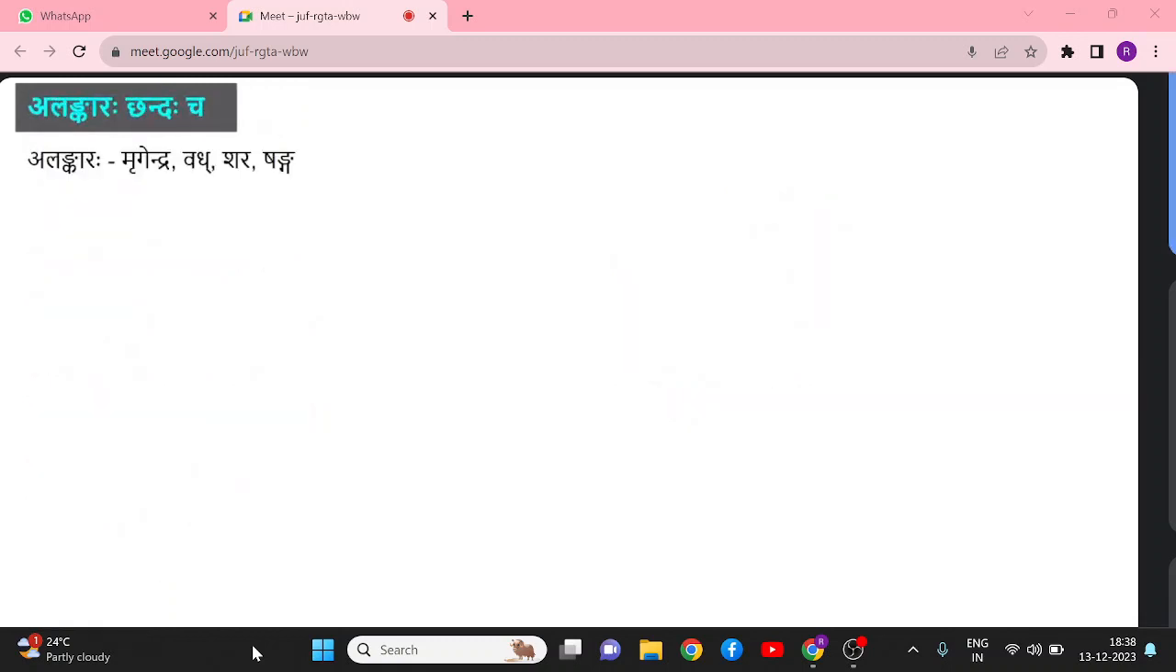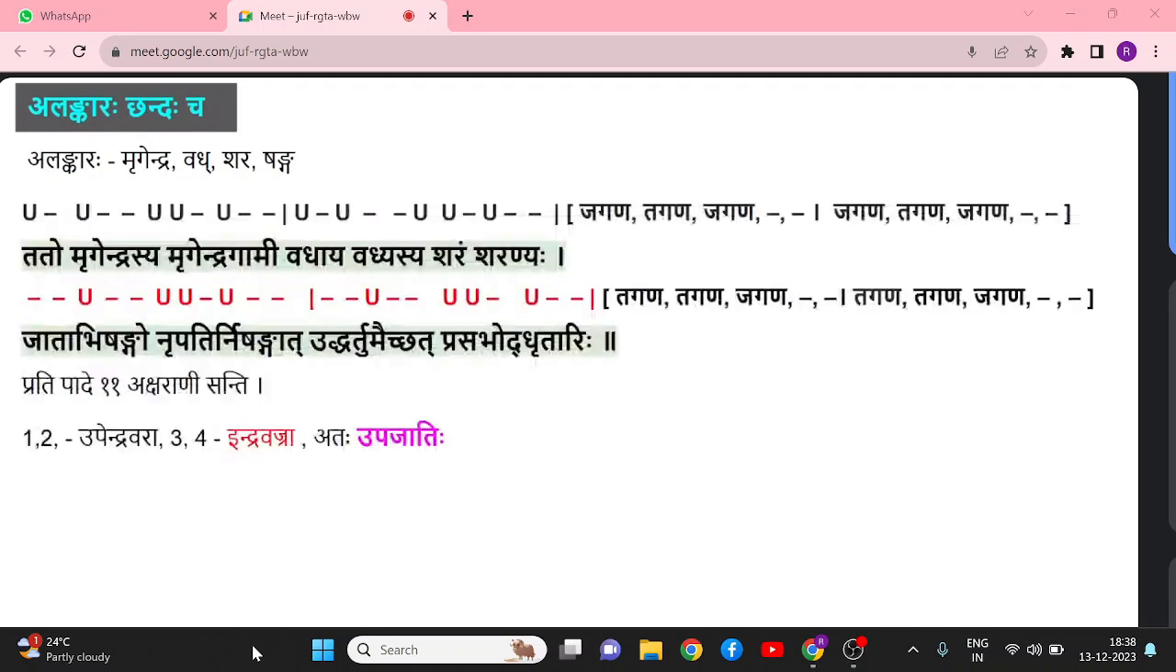Next, this one. Chandas, anybody did? I did. First pada: first is Upendra, second is Upendra, Indra. Uttam. So first and second Upendra, third and fourth are Indra. And those who have not done, please do it. It will be a practice for you also.